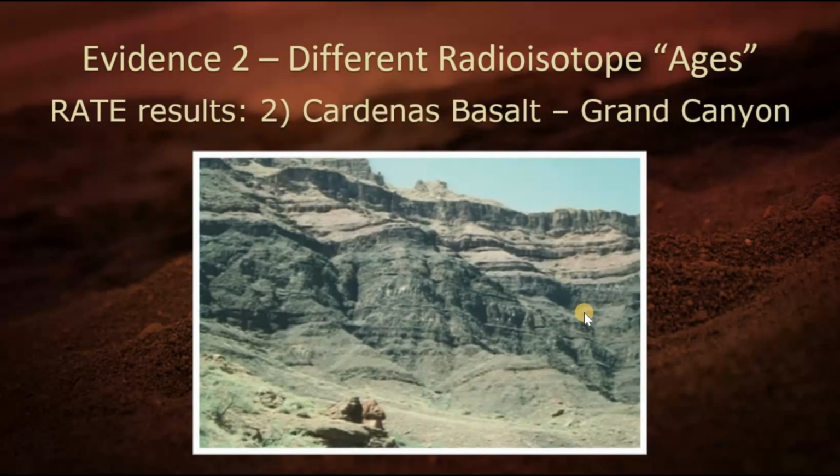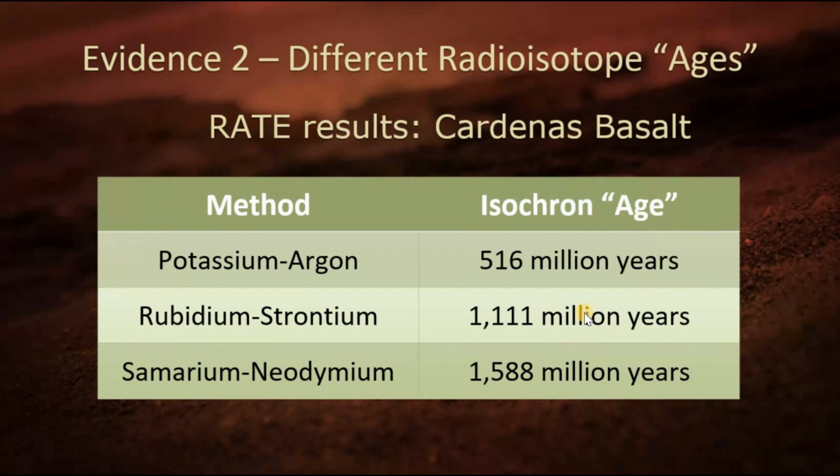So there's more. RATE selected rock samples from a series of basalt lava flows in the eastern Grand Canyon, and they came back with 3 different results. Potassium argon came back with an age of this rock being 516 million years. Rubidium strontium came back 1,111 million years, and the samarium neodymium came back at 1,588 million years. The results are terrible. They don't match at all.